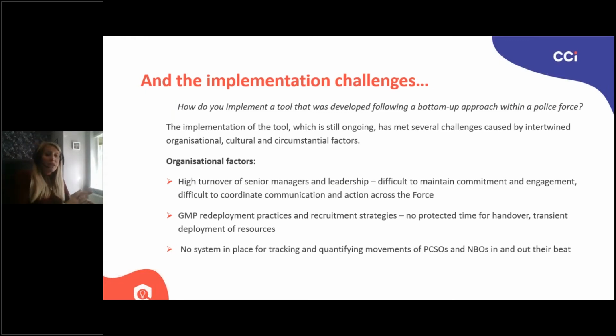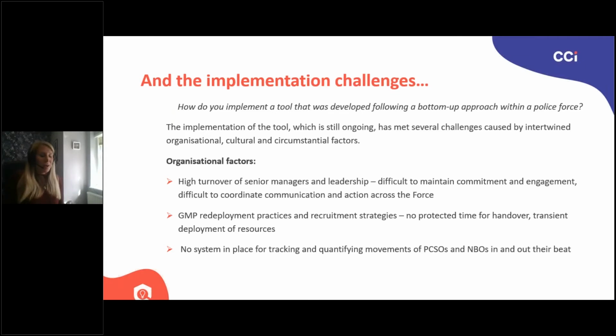In terms of organizational factors, a huge problem was the high turnover of senior managers and leadership, which is ironic because we are developing a tool for addressing turnover of frontline officers and staff. Obviously, when there's high turnover at leadership and senior manager level, it's difficult to maintain the same level of commitment and engagement and coordinate action across the organization.